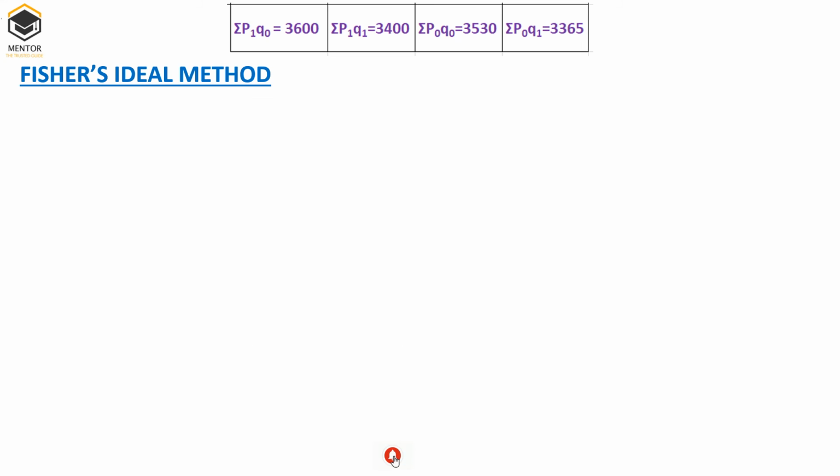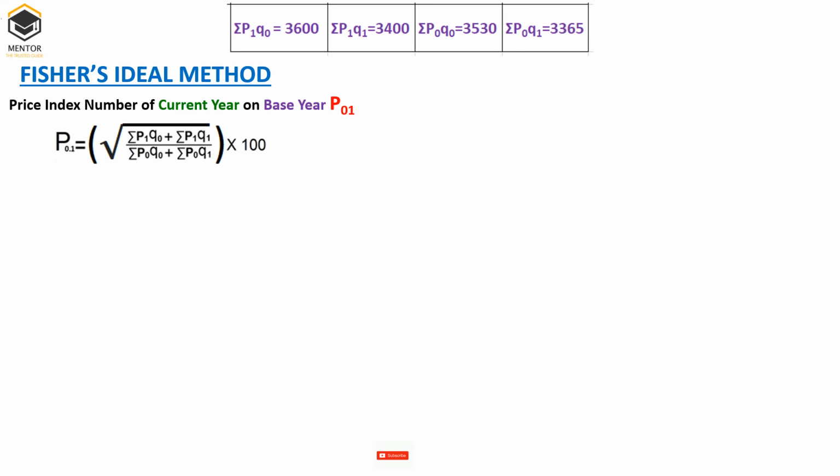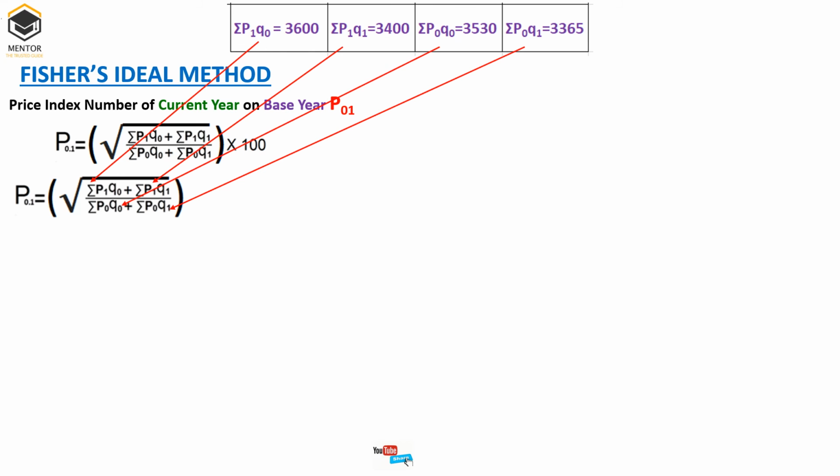Next, I am going to check Fisher's ideal method. This is the formula of the price index of the current year based on the base year. We know the Fisher's ideal index. Now here we are going to consider only this part, not into 100. I'm going to substitute all the values in the formula. After substituting the values, I will get under root 1.01, under root 1.01. So the square root of 1.01 will be 1.